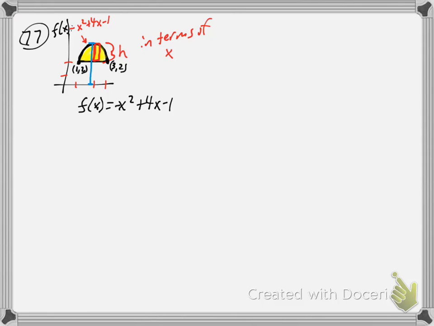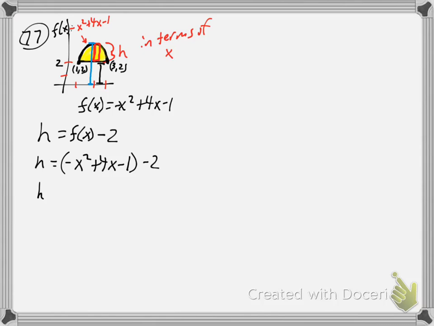So really what I want to do is f of x minus whatever this space right in here is, which is 2. And that will give me h, the height of just my rectangle that is inside that shaded yellow area up there. So if I work that out, negative x squared plus 4x minus 1 is f of x. And then all of that minus 2, because I'm going to subtract away that 2 down there that is not part of the total thing. And so h is equal to negative x squared plus 4x minus 3. And that's the height of my rectangle.